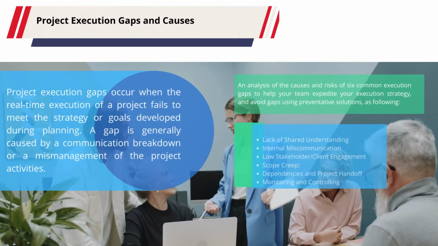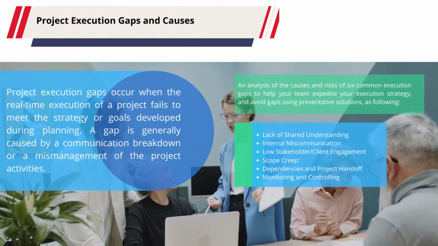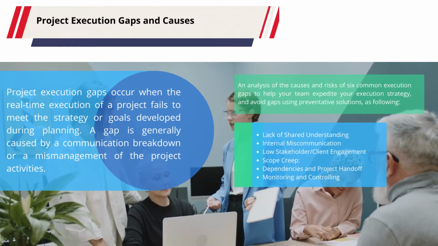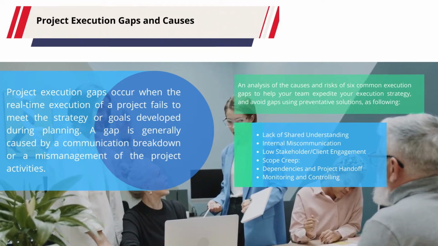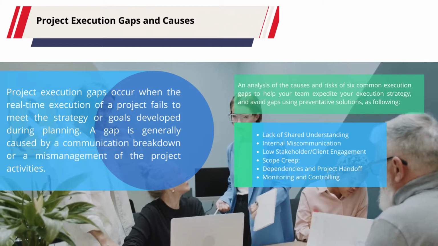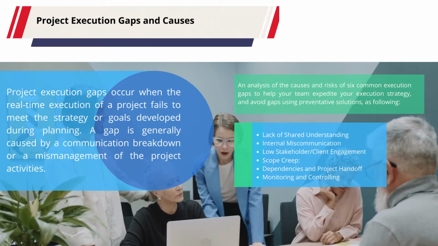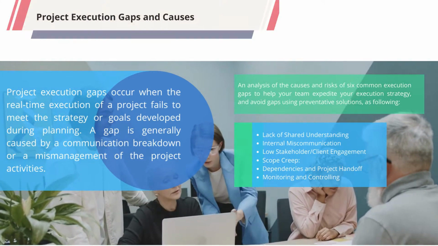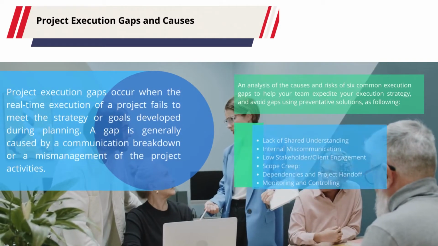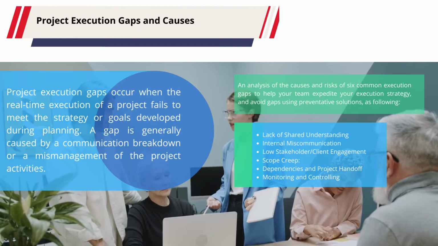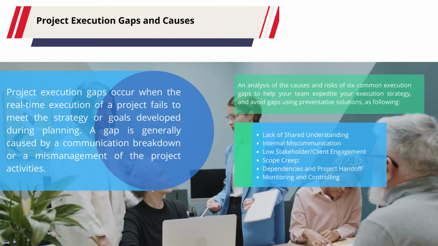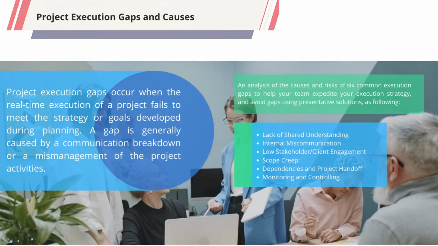What are the project execution gaps and causes? Project execution gaps occur when the real-time execution of a project fails to meet the strategy or goals developed during planning. A gap is generally caused by a communication breakdown or a mismanagement of the project activities. An analysis of the causes and risks of 6 common execution gaps helps your team expedite your execution strategy and avoid gaps using preventative solutions, as mentioned here.